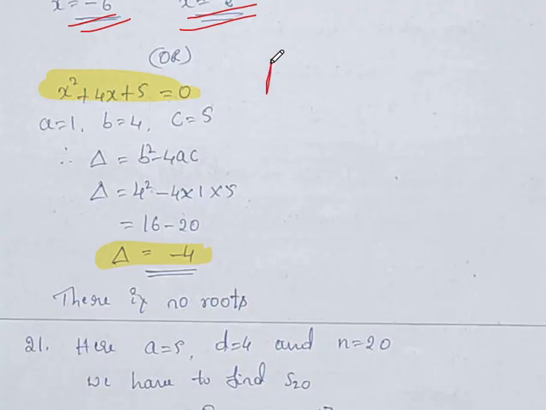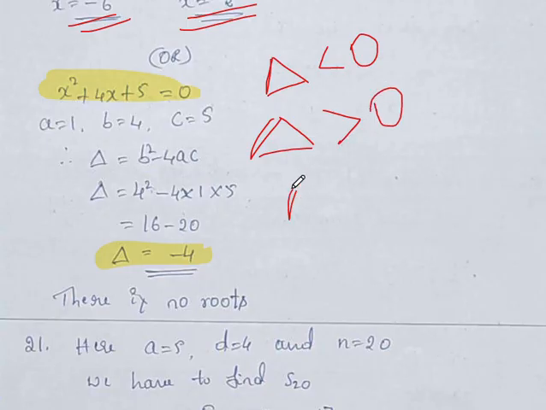So here we got delta value negative, that is less than 0. You already know, to find out the nature of the roots, you have to remember the three conditions of the discriminant value. If delta is less than 0, or if delta is greater than 0, or if you get delta equals to 0, what is the nature of the roots? You have to keep that in mind. So if you know these three conditions, you can write the answer for this one.